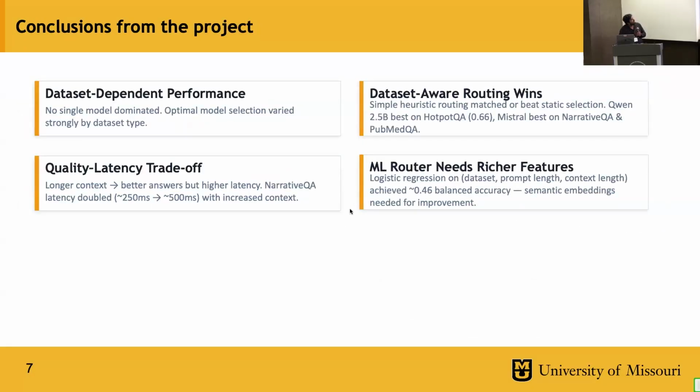So now we created the routing approaches, and what we learned from this project is dataset dependent performance, no single model dominated. That means optimal model selection varied strongly by the dataset type. And the ML router needs richer features; just the dataset name and the length of the context is not going to make the cut. And from these three routing methods, dataset aware routing actually wins the game.